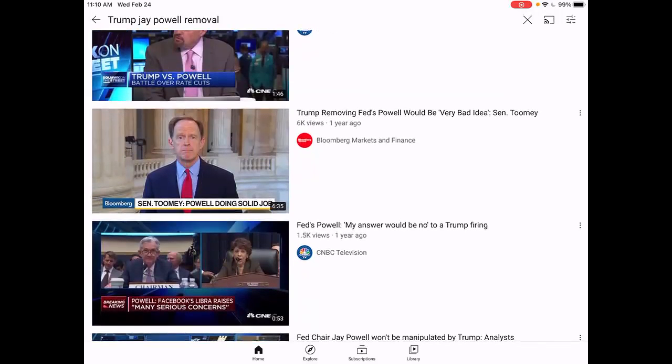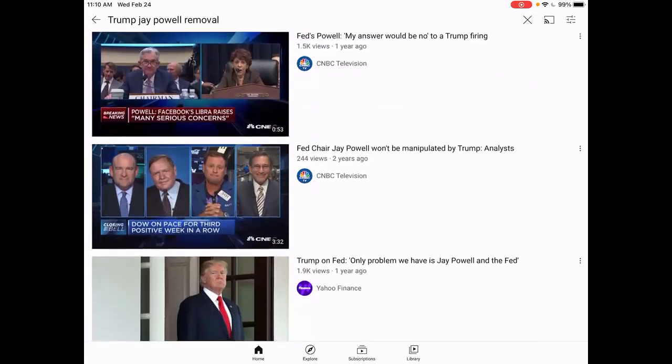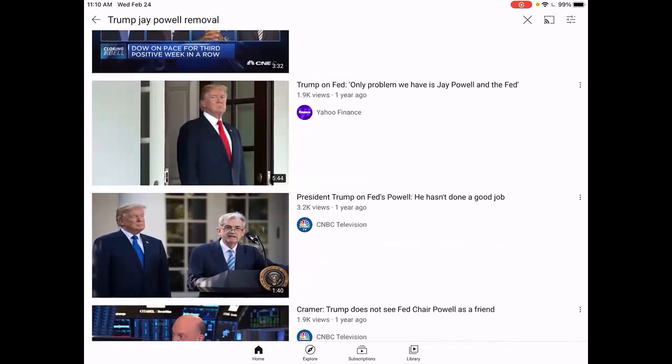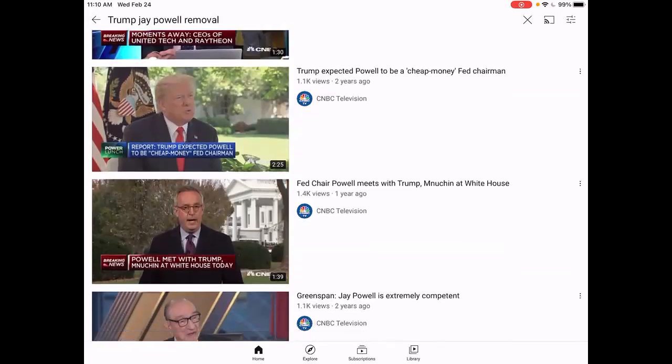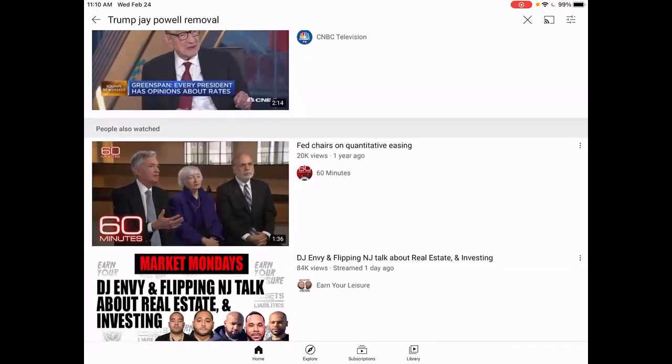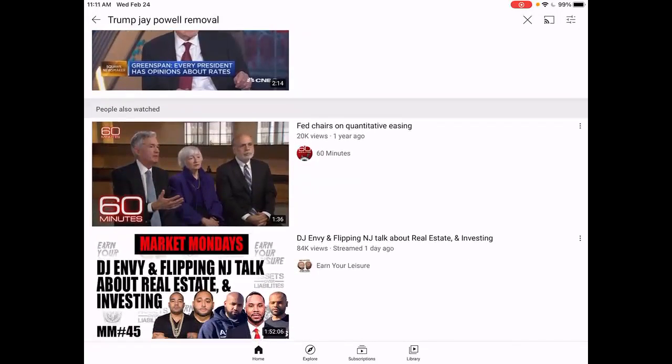There was this push for a while that Trump wanted to remove Jay Powell. He said that he had the power to do so. Oh, look at that one right there. You've got Janet Yellen in the middle there in the purple, Ben Bernanke on the right-hand side, and then Jay Powell on the left-hand side.